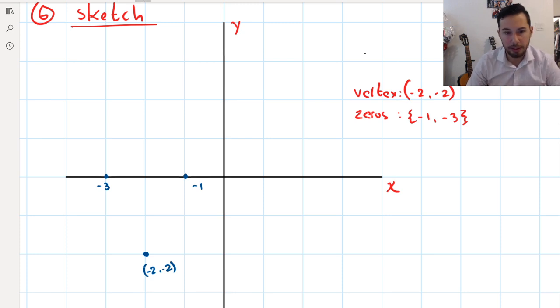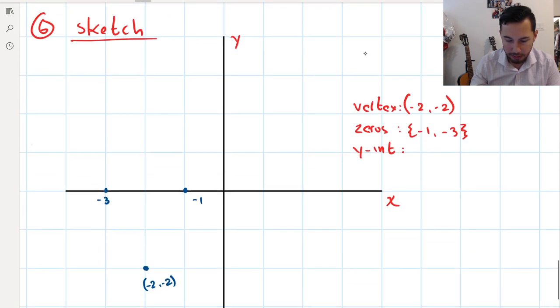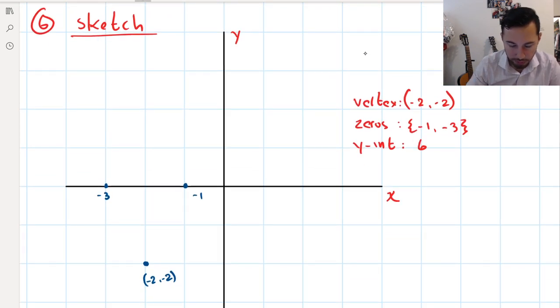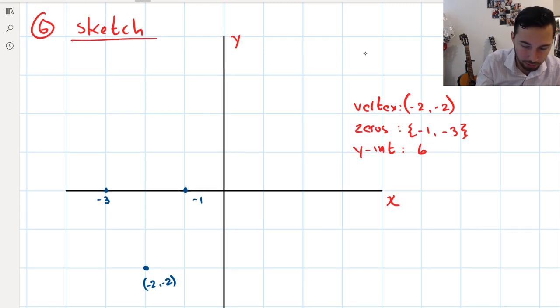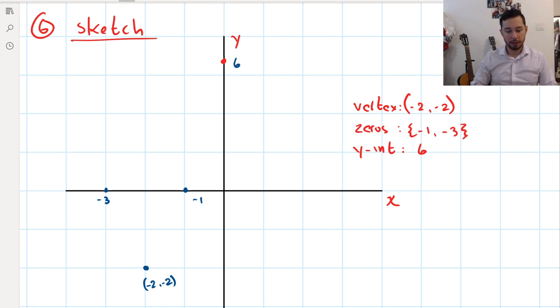The last thing I want here is my y-intercept. So my y-intercept we found out to just be the value of 6. And unfortunately for me, that's way off the graph. So what you would do in your paper, which I should have taken into consideration, is that this is going to go way up. So we'll say that for the sake of this drawing, that is 6. Yes, it isn't, but I want to show you what this has to look like.